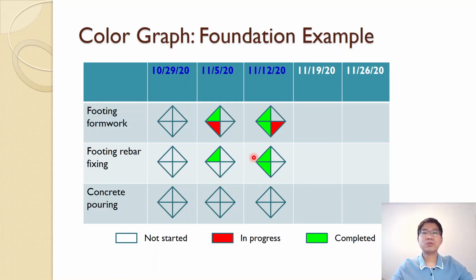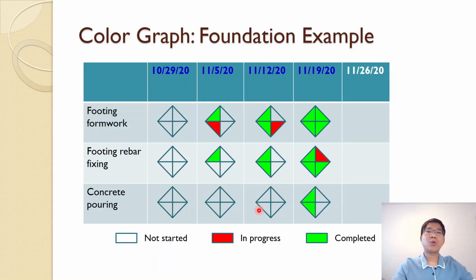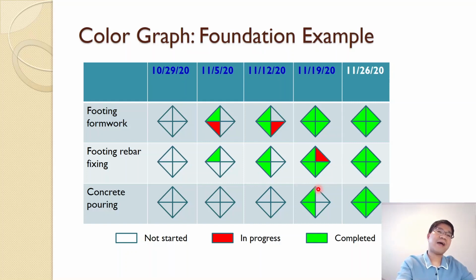And then we continue to the next week. You can see formwork is now 50% complete, 25% in progress, and the rebar is 50% complete. Placing concrete, nothing done in week number 3. Go to week number 4: formwork is 100% complete, rebar is 75% complete, 25% in progress, and we have already placed 50% of the concrete. In the final week, everything is green, 100% complete.